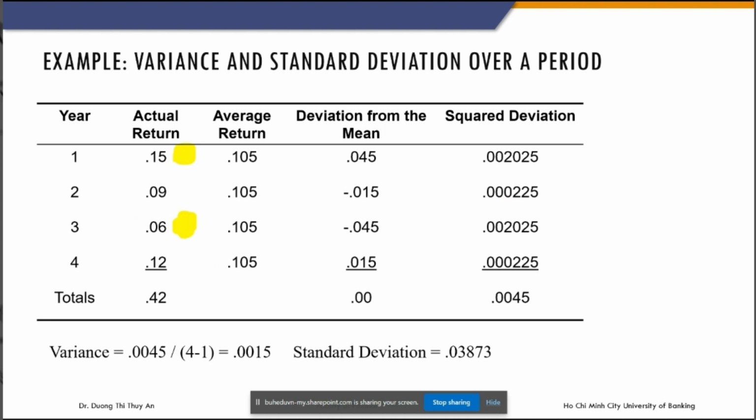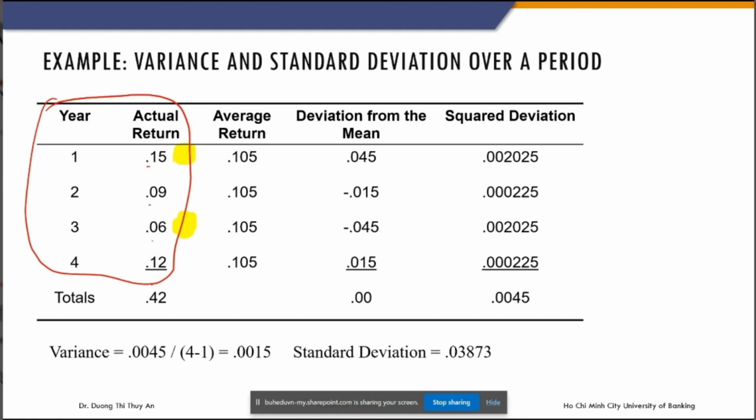Okay, please take a look at this example. We had year. We measure variance and standard deviation. In this example, we have 4 years, and this is the actual return. This one is given, and the rest we had to calculate ourselves. So this is the actual return.